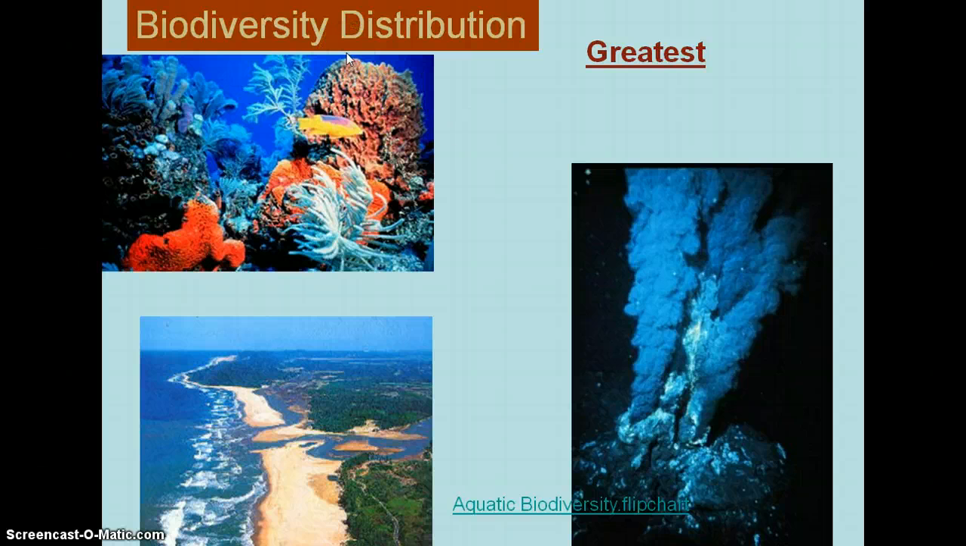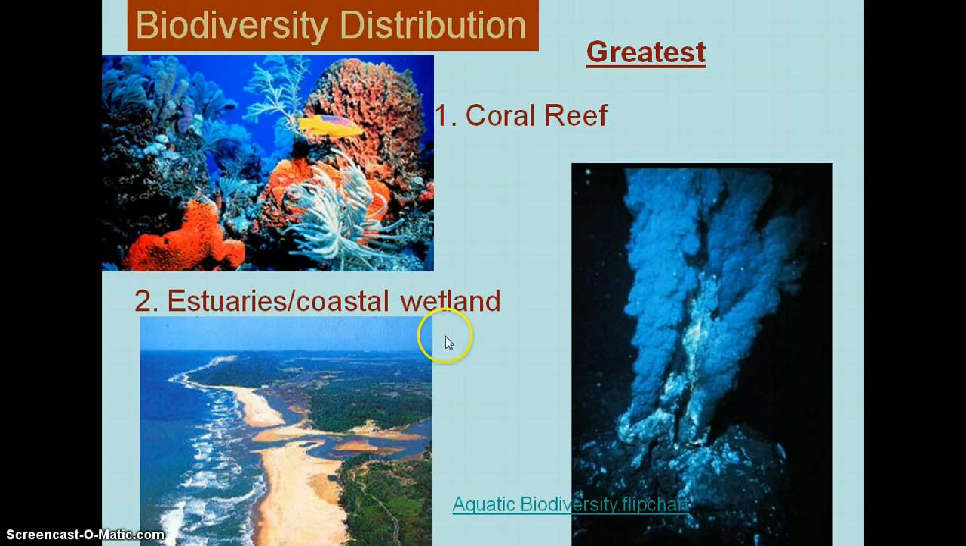Here's diversity distribution in the marine environment, and the greatest diversity is in the neritic zone, or where coral reefs are found. The second greatest diversity occurs in estuaries or coastal wetlands, and the third would be in the deep ocean or the abyss, the abyssal zone, or the aphotic zone.